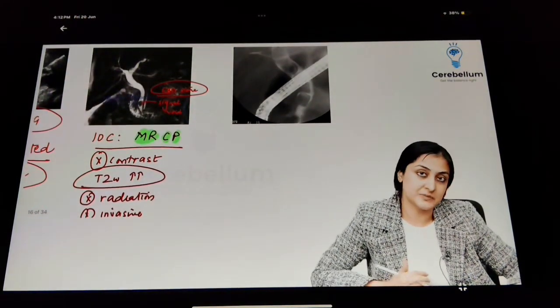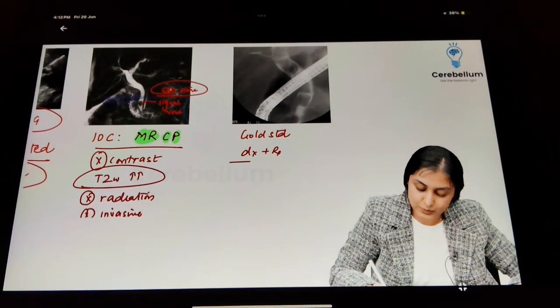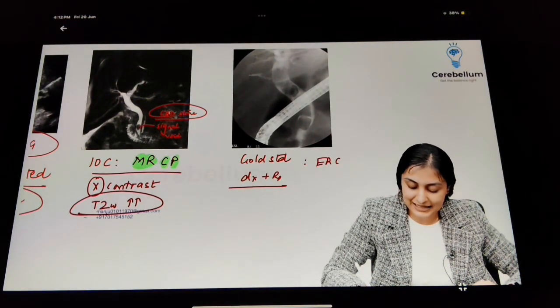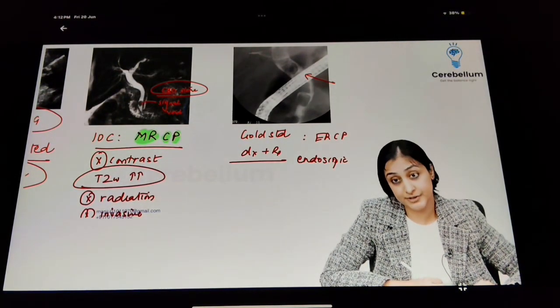What now? How do we manage a CBD stone? So remember the gold standard. What did we say about gold standard? That it is diagnostic as well as therapeutic. So the gold standard for a CBD stone is ERCP. What is ERCP? E for endoscopic. Yeah, can you see this endoscope here? So we see an endoscope.